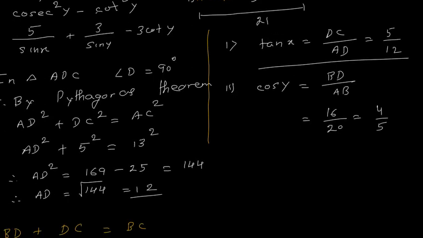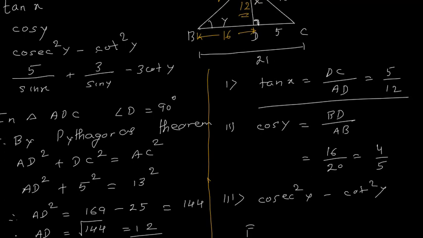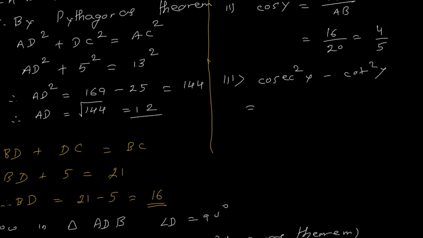Third, I have to find cosec square y minus cot square y. So the third problem is cosec square y minus cot square y. Okay, so what is cosec? Cosec is hypotenuse upon opposite. So for angle y, hypotenuse is 20 upon opposite is 12. So 20 upon 12 the whole square, minus cot.